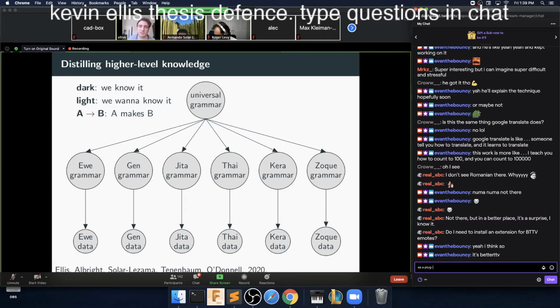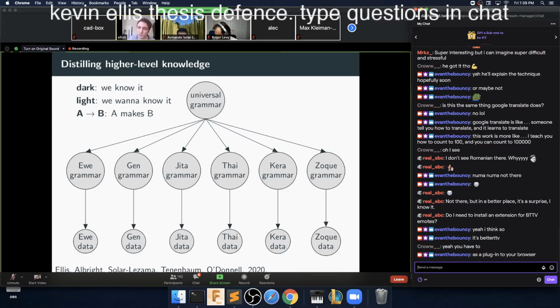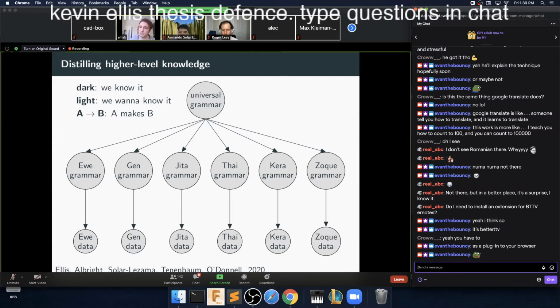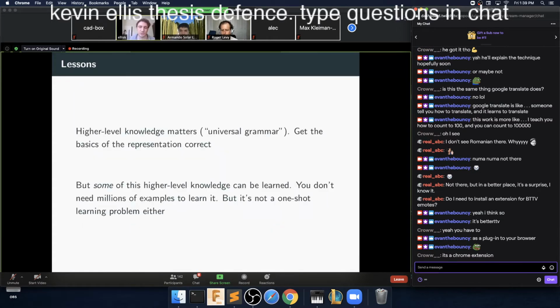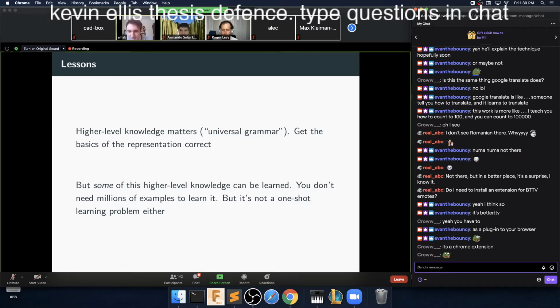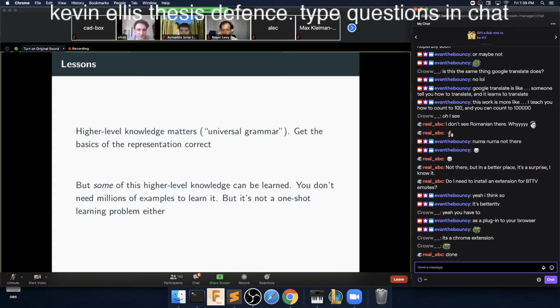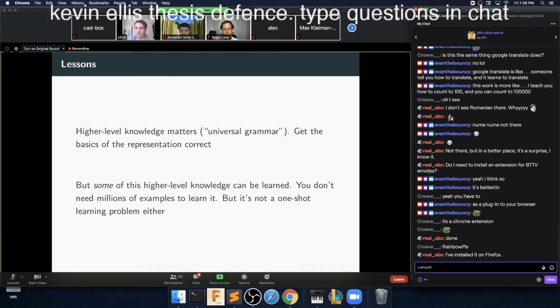Doing science at both levels, of both individual grammars and also of this universal grammar, proves critical for solving the very hardest problems in the textbook. For example, in that language related to Turkish I showed you earlier, you don't actually solve that problem unless you do inference at both levels. So this higher level knowledge really matters, and you can learn some of it. Interestingly, you don't really need millions of examples to learn it. Here we trained on 30 languages, and then the universal distribution over grammars that we learned generalized to the remaining 40.